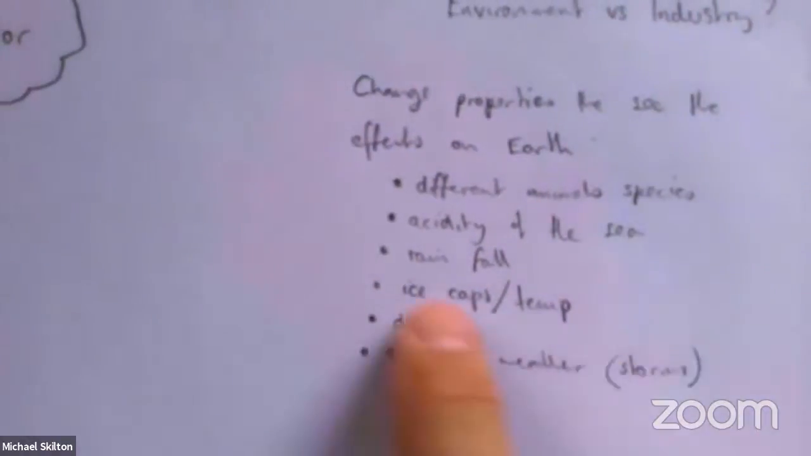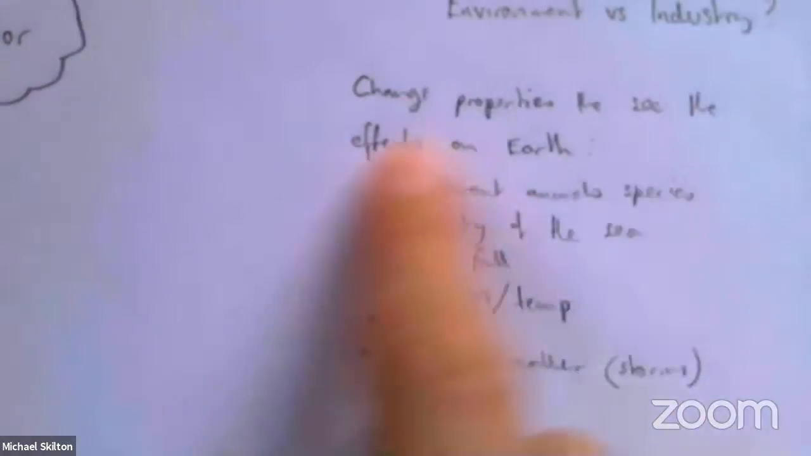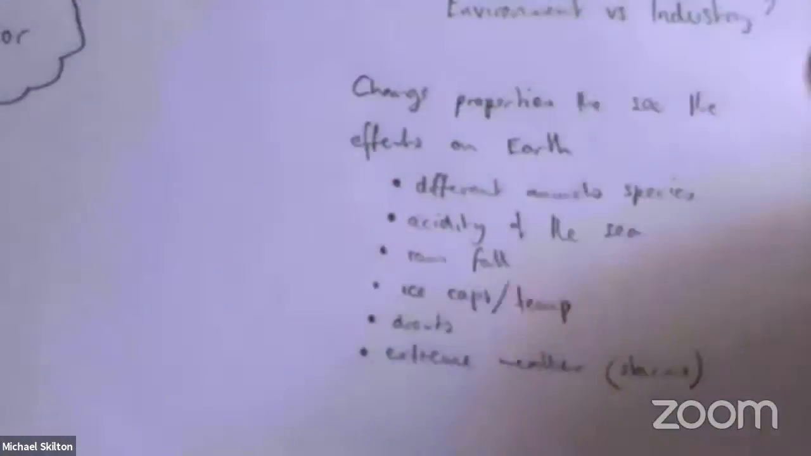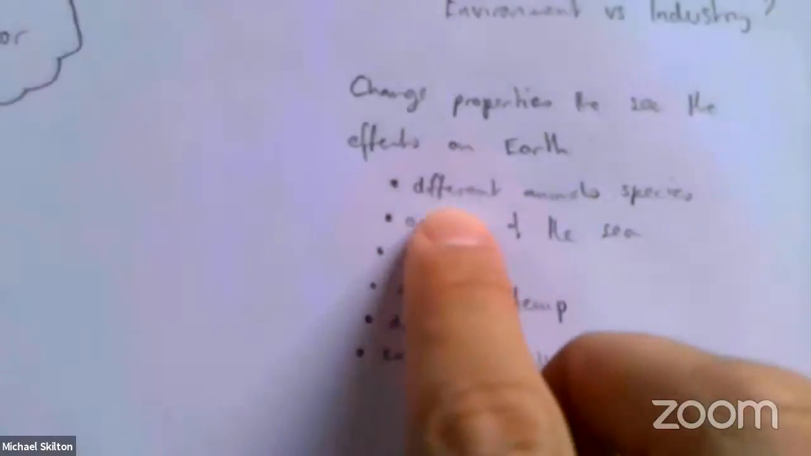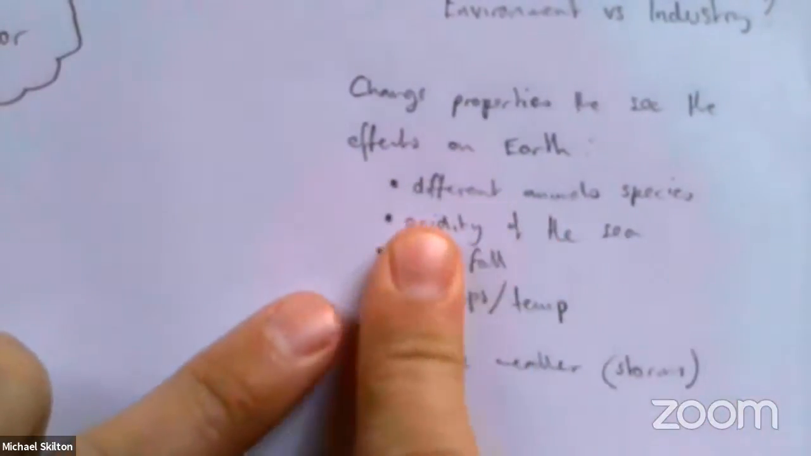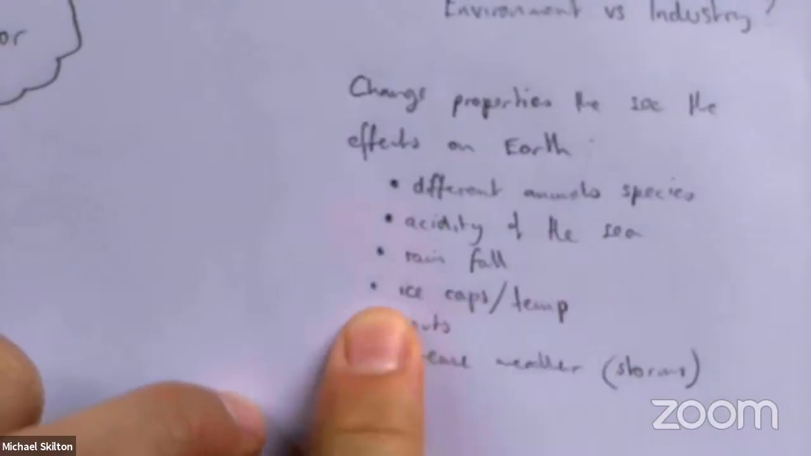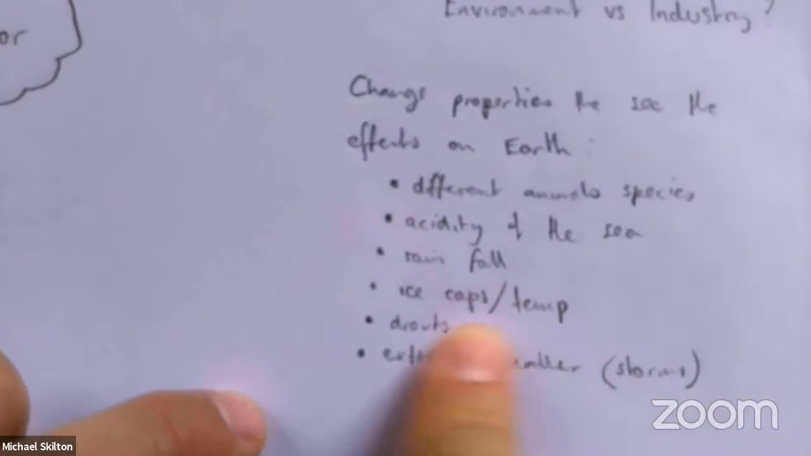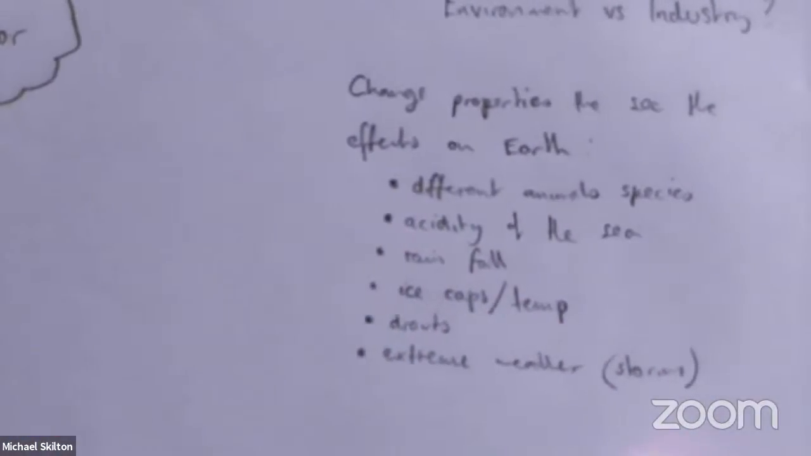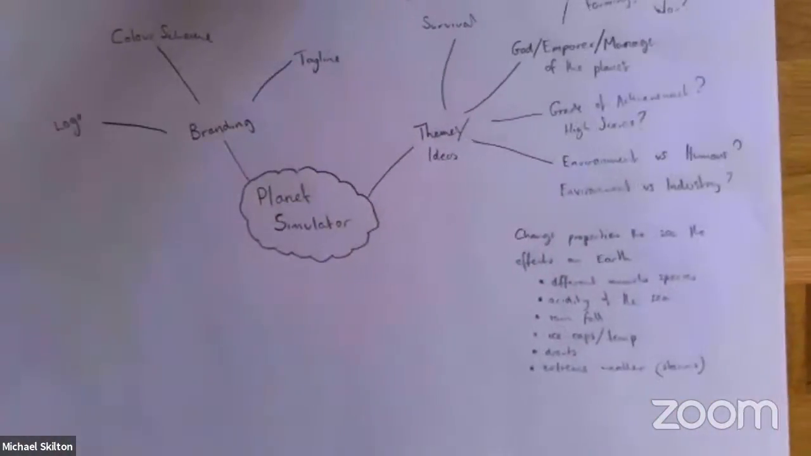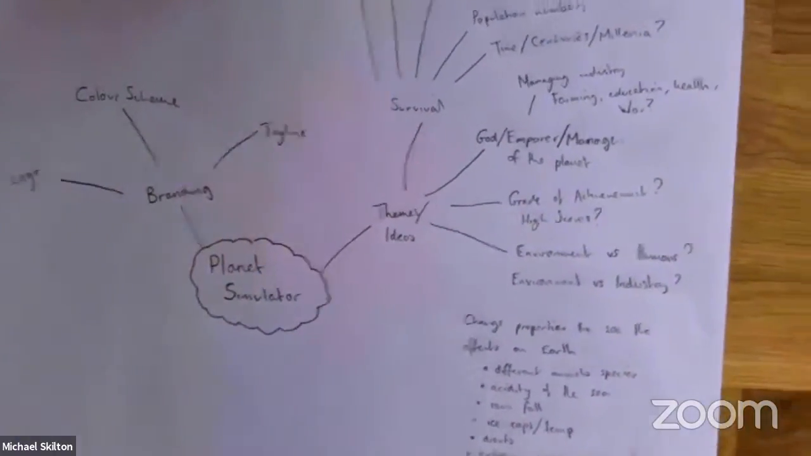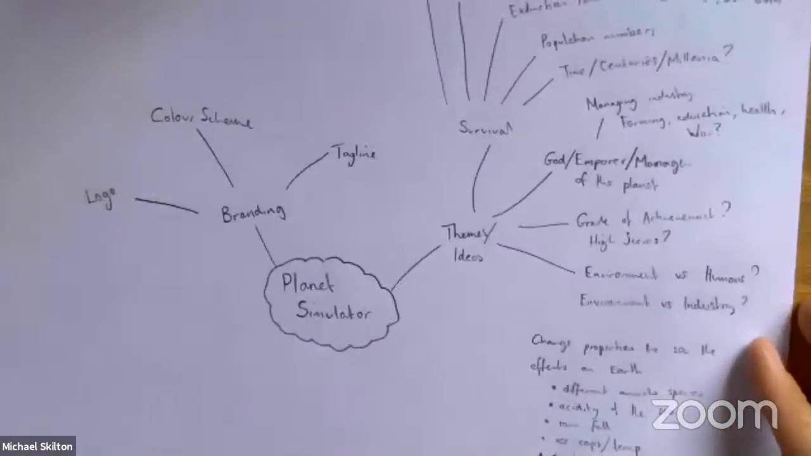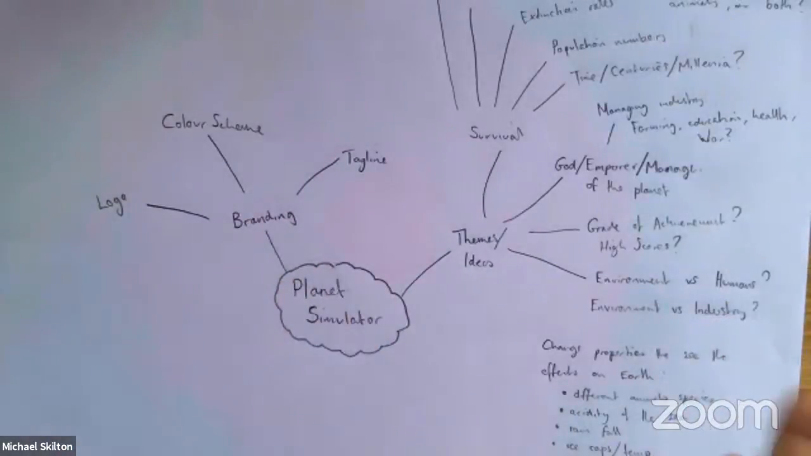And then finally, guys, I've just listed some of the extra things from the specification, but I've just said that we change properties to see the effects on Earth. I've come up with the idea of farming, education, health, and industry, etc. But this has mentioned different animal species, the acidity of the sea, rainfall, the polar ice caps, or the temperature. We've got droughts and extreme weather conditions that we see as a result of our changing planet. So all of these factors, guys, are hugely important for us when considering how we're going to go about designing our computer game, okay?